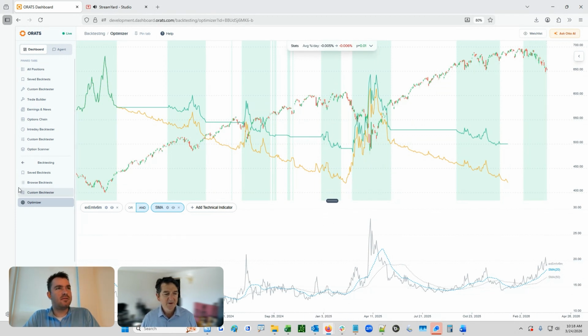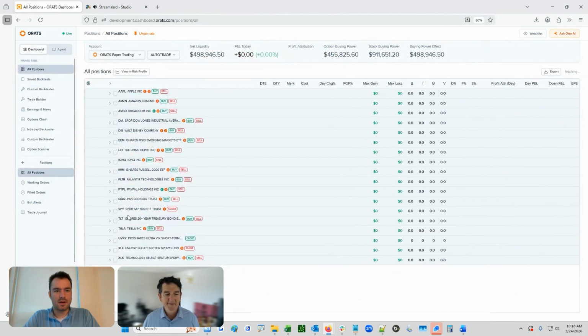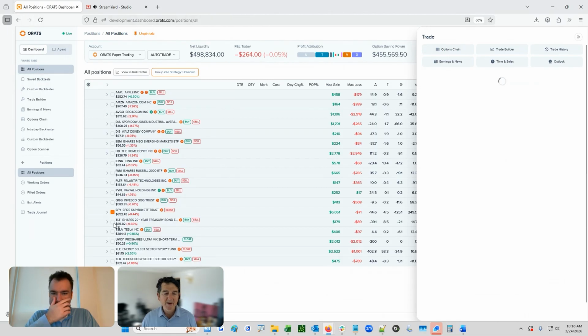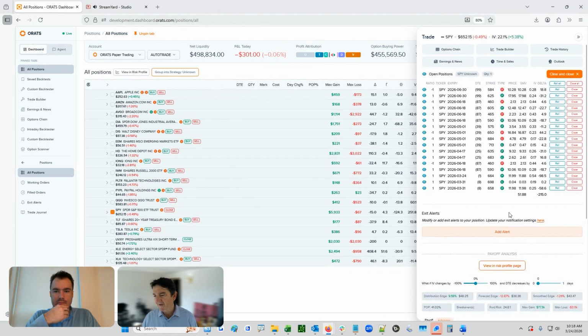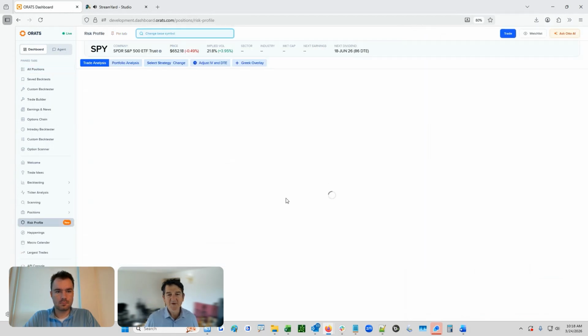Yeah. Speaking of risk assessment, you can probably check that out in the risk profile and see your portfolio risk, right? Right. So I could just pull up, for example, SPY, and I have a bunch of positions on right now, as you can see. I could view that in the portfolio page, and you saw how many there were.